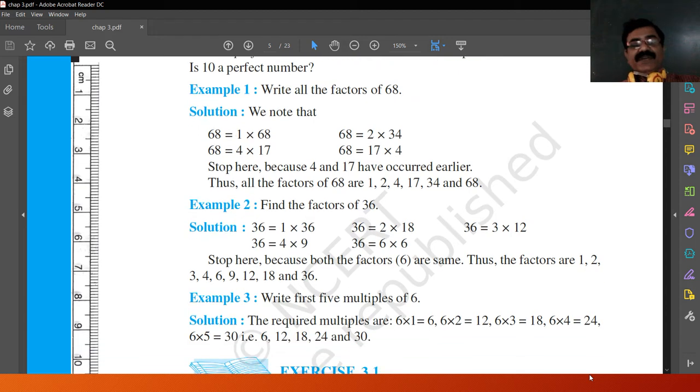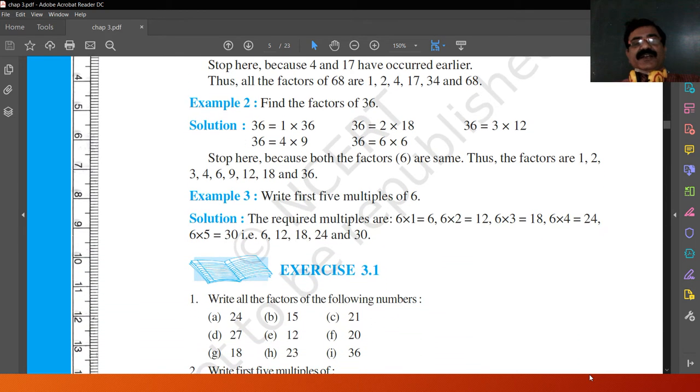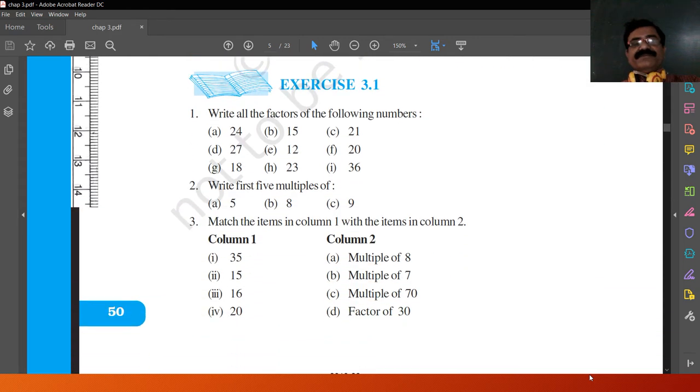In the same way, you can find the first 5 multiples of 6. So for the first 5 multiples, what can you write? 6 into 1, that is 6. 6 into 2, 12. 6 into 3, 18. 6 into 4, 24. 6 into 5, 30. So these are 6, 12, 18, 24 and 30. These are the first 5 multiples of 6.